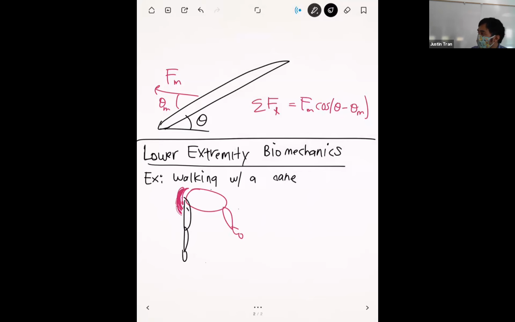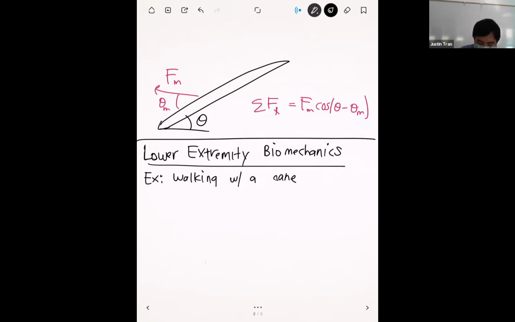And so the whole idea is that for someone with an injured hip, they can use a cane when they walk to help alleviate some of the pressure on their hip flexors. And we are doing a static analysis of this situation.